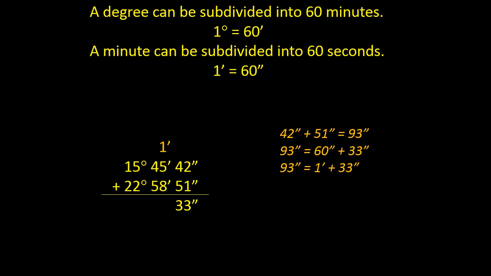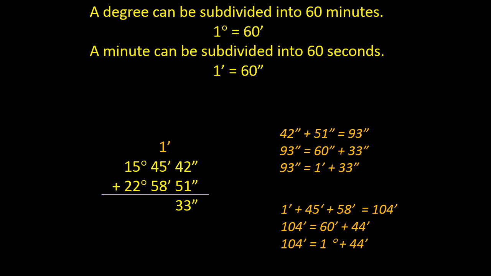So we'll write down the 33 seconds that we can't group together, but the 1 minute that came from the 60 seconds we will regroup with the other measures that are minutes. So now we'll add together 1 minute and 45 minutes and 58 minutes. That adds to give us 104 minutes. But since we have at least 60 minutes that we could regroup, we're going to rewrite that 104 minutes as 1 degree plus 44 minutes.